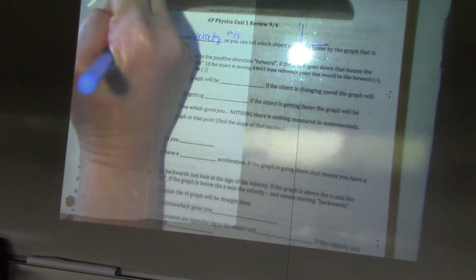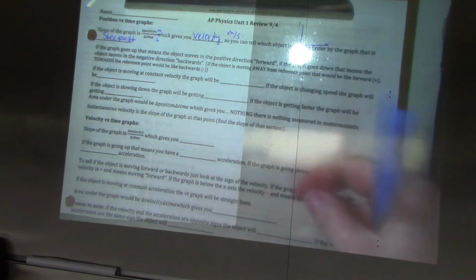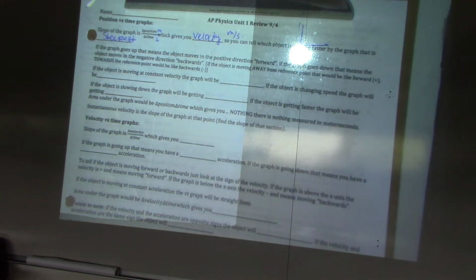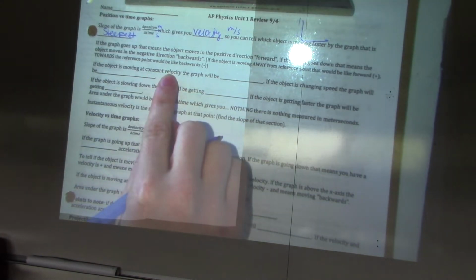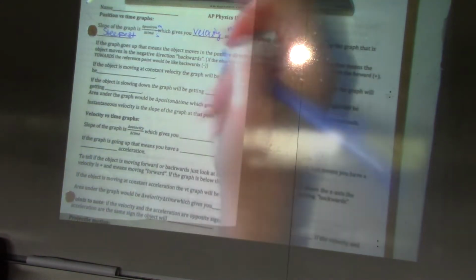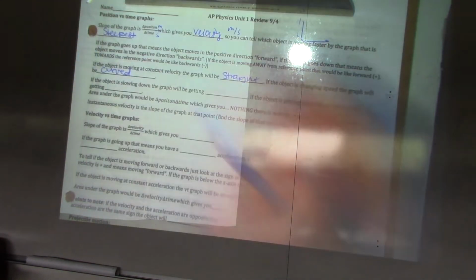be the steepest. If that graph goes up, that means it's moving in the positive or the forward direction. If it is a decreasing graph, then that's moving in the negative or the backwards direction. If the object is moving at a constant velocity, that means the slope would be constant, which means the graph would be straight. If the object is changing speed, then the graph would be curved or not straight.